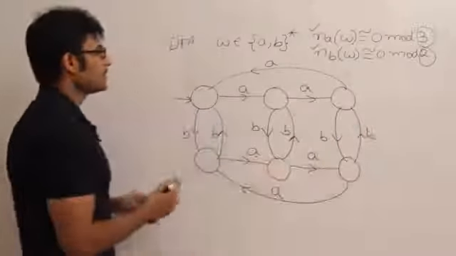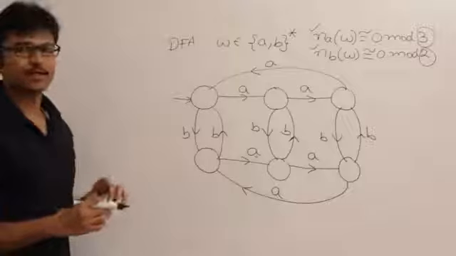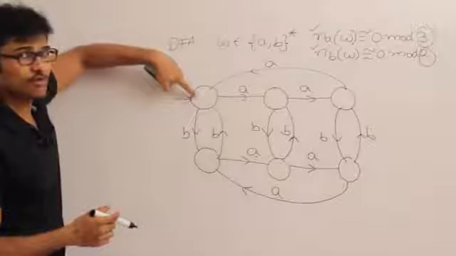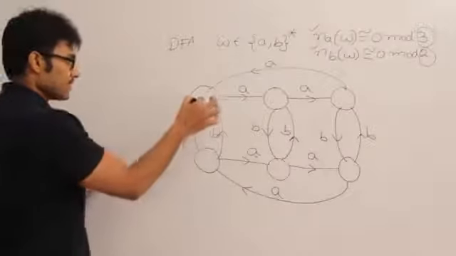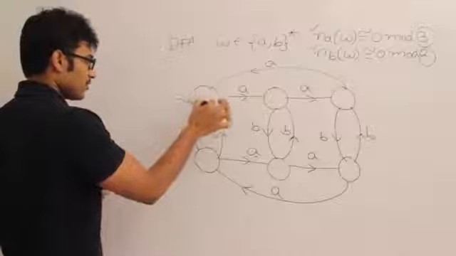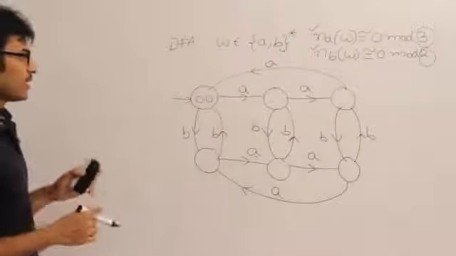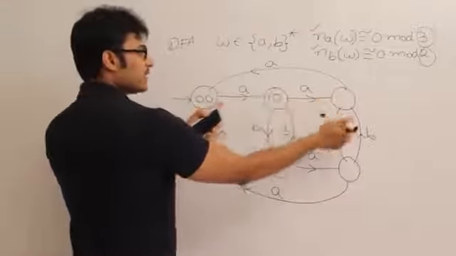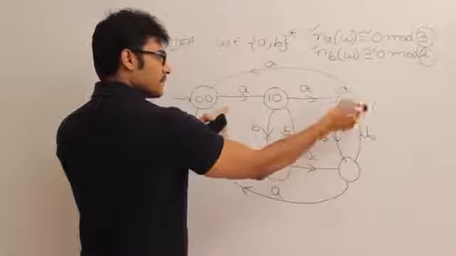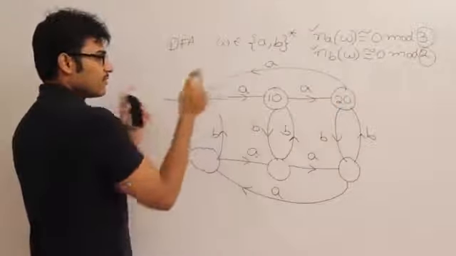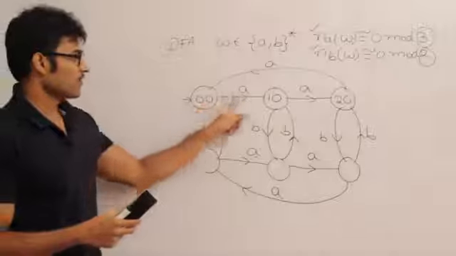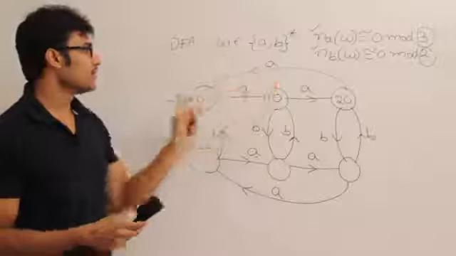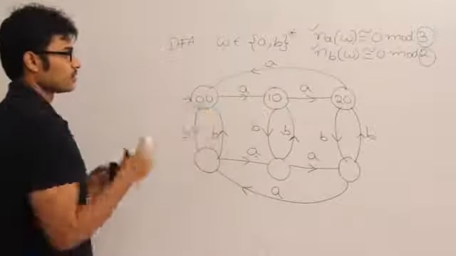Now let's talk about each state. You can see what each state indicates. This state indicates 0 a's and 0 b's, that's it. And this state indicates 1 a and 0 b's, and this state indicates 2 a's and 0 b's. And even if I come back like this, look at this: 0 a's, 1 a, 2 a's, 3 a's. Now again dividing 3 by 3, you will again get 0.